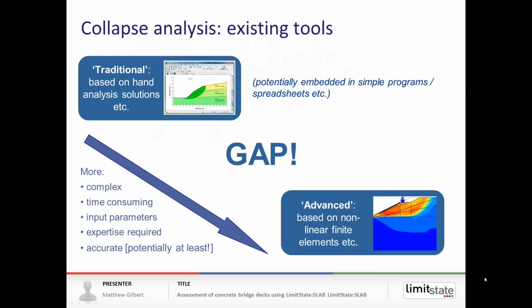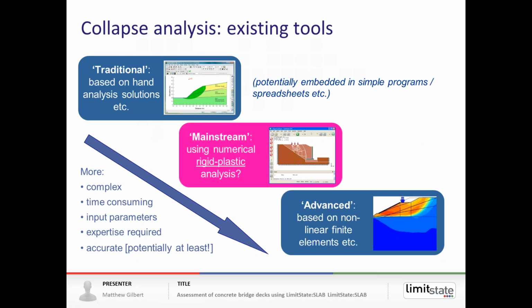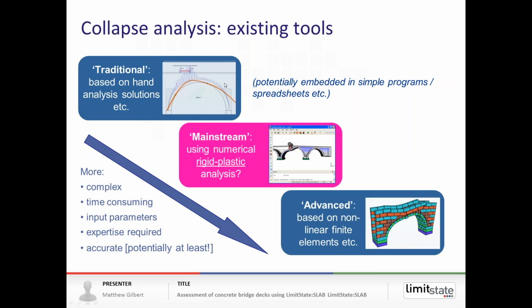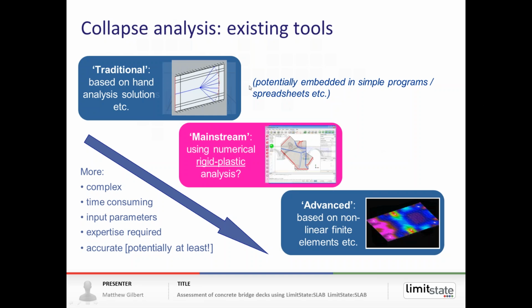The key thing is there's a large gap between these two types of tool, and what we're focusing on doing is bridging that gap or filling that gap with a range of mainstream alternatives based on numerical rigid plastic analysis. And in terms of applications, we could be talking about geotechnical applications, so slope stability, retaining walls, etc. We could be talking about masonry arch bridges, analysing the capacity of those structures, or we could be talking about slab analysis, which is clearly the focus of today's session.